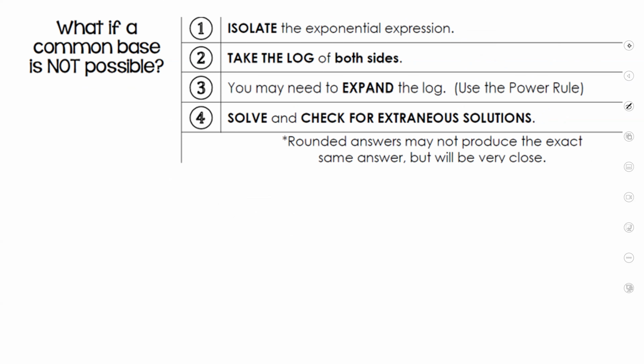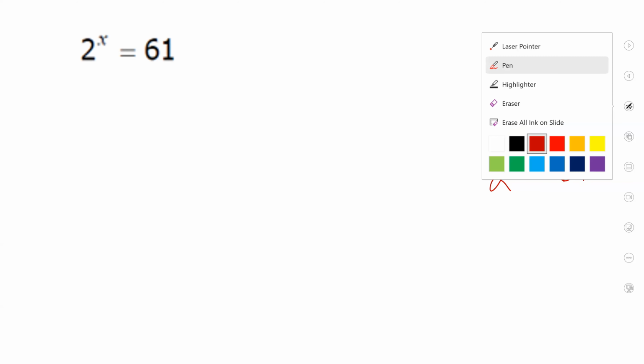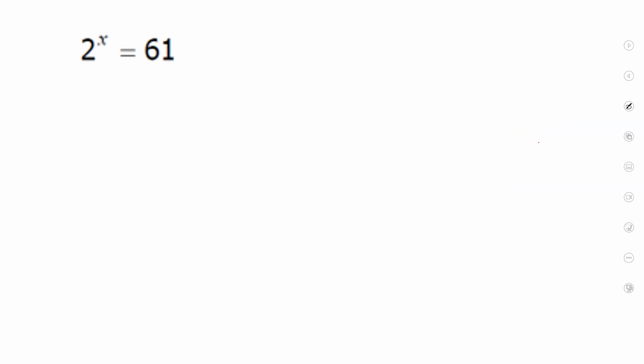So let's just look at this. Let's look at an example. Notice, guys, 2 to any power will not get you 61. Okay, so this is where we cannot get the same base. When you cannot get the same base, we're going to take the log of both sides. So, guys, copy this down. What's my base here? Yep, the base is 2. So I'm going to do the log with a base 2 on both sides.